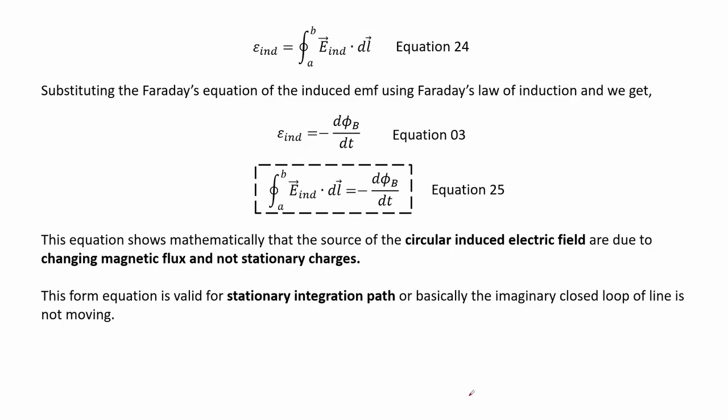Substituting the induced EMF using Faraday's law of induction, we get equation 25. This equation shows that Faraday's law of induction produces an induced electric field, and this form is one of Maxwell's equations for electromagnetism. This equation shows mathematically that the source of the circular induced electric field is changing magnetic flux and not stationary charges. This form of the equation is valid for a stationary integration path, basically meaning the imaginary closed loop of line is not moving.